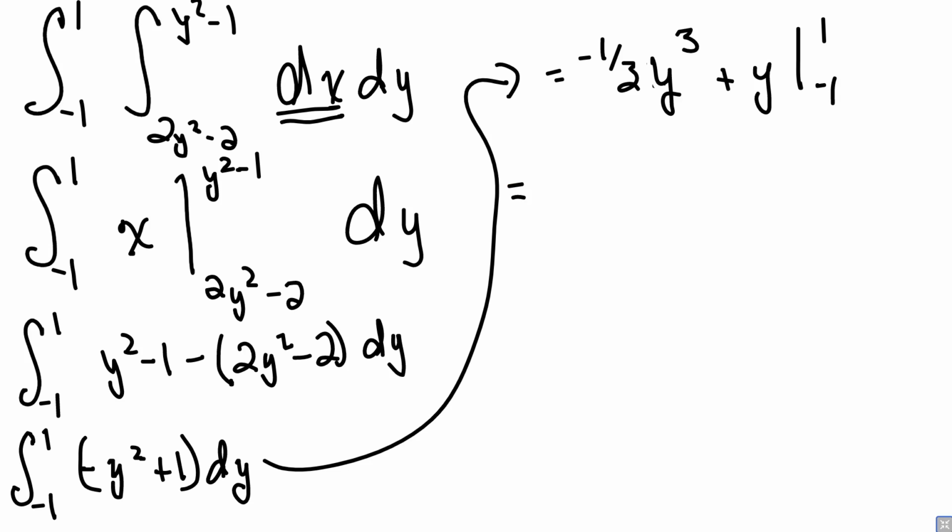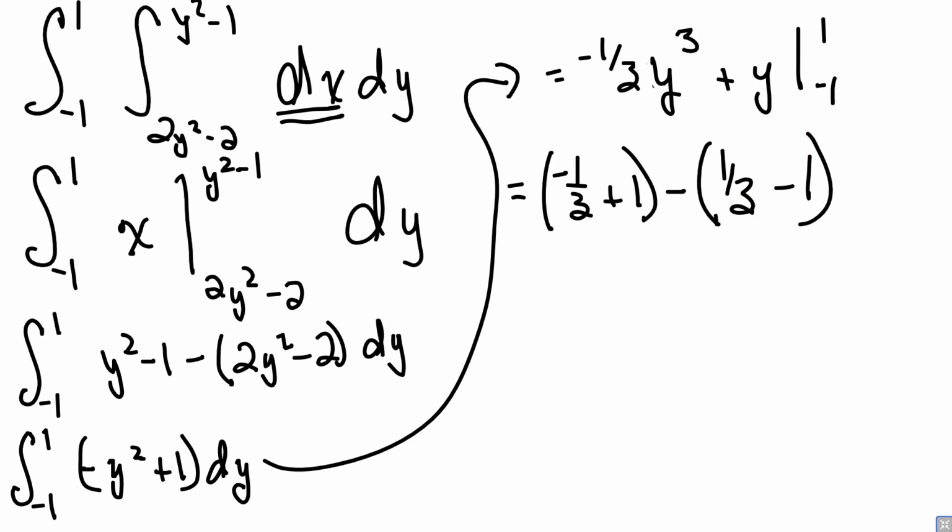Okay? So if we plug in 1, we're going to get -1/3 plus 1 minus, if we plug in -1, we're going to end up with 1/3 minus 1. So if we simplify, we're going to have -2/3 plus 2, or this is going to end up giving us 4/3. Any questions?